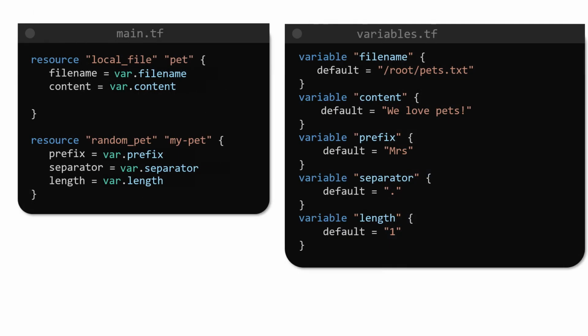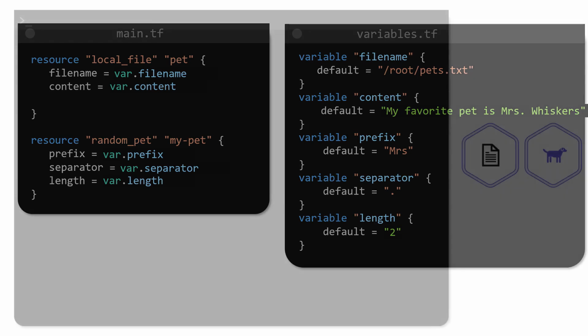Now, if you want to make an update to the resources by making changes to the existing arguments, we can do that by just updating the variables.tf file. The main.tf need not be modified. For example, let us update the local file resource to create the file at the same location but with an updated content that reads, "My favorite pet is Mrs. Whiskers." And for the random pet resource, let's change the length of the pet name to 2. We can do that like this.